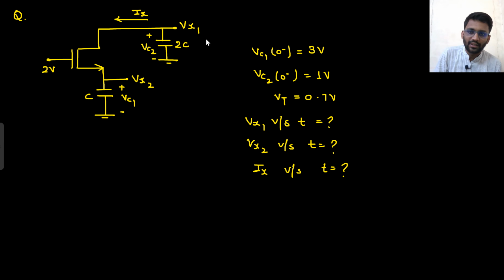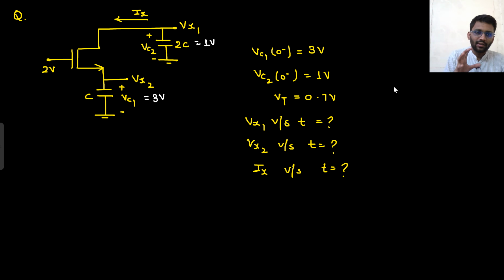What is Vc2 at 0 minus? That is 1 volt. And what is Vc1 at 0 minus? That is 3 volt. Which one will be drain? Which one will be source? You already know. The Vt value is 0.7 this time. You have to draw Vx1 versus t, Vx2 versus t, and Ix versus t. It is a very conceptual question.